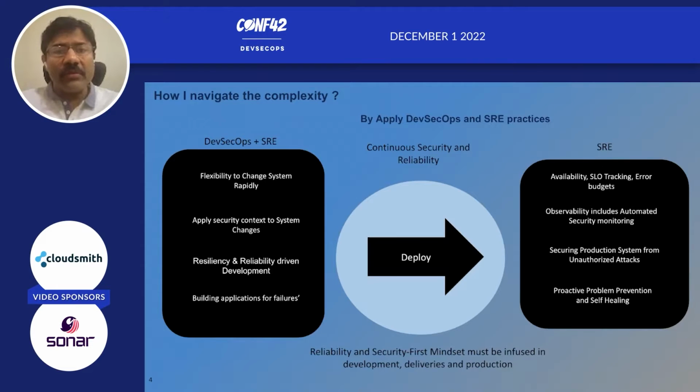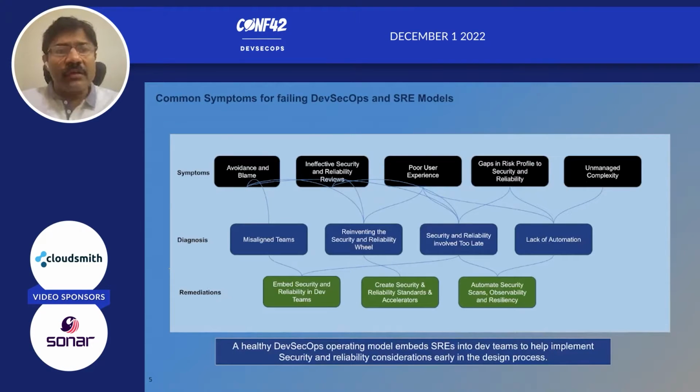Let's understand what the common symptoms are for failing DevSecOps and SRE models. So one important thing is avoidance and blame. This is one of the symptoms. A lot of developers and teams say the security team is blamed for slowing down the projects. The pipeline is entirely slowed down because of the security reviews, and project teams frequently sidestep and try to avoid the security. Slow and ineffective security reviews of new applications take weeks and also produce little actionable information.